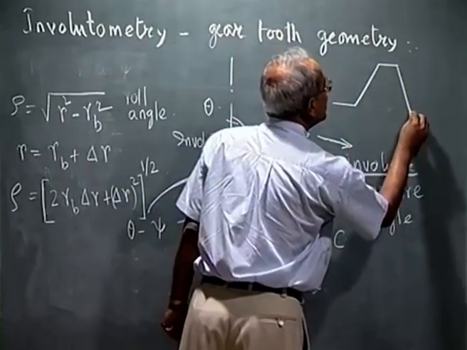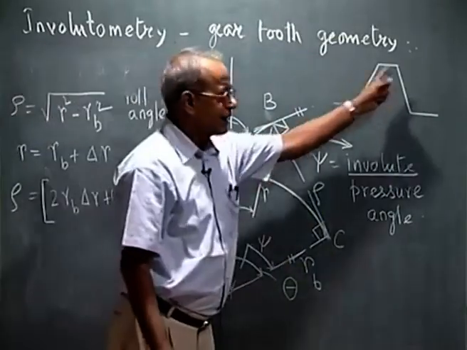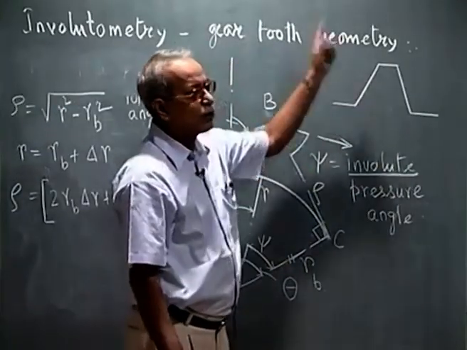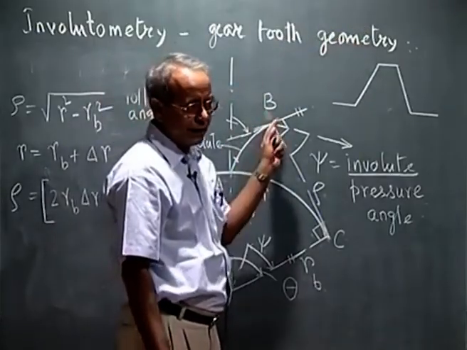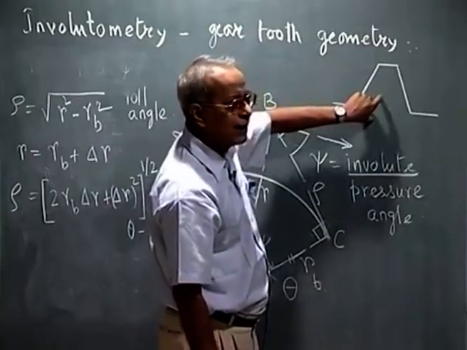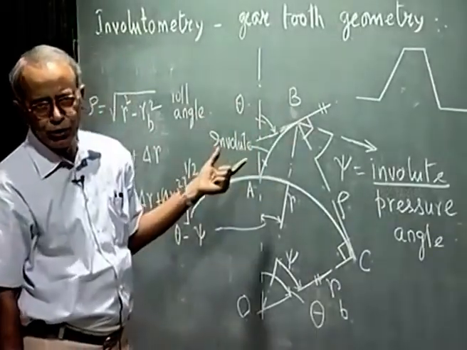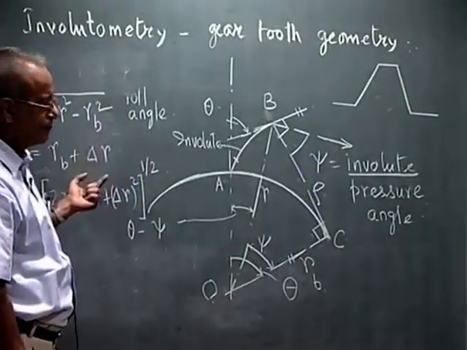So, the tooth profile of an involute rack is a straight line, and which can maintain conjugate action with an involute gear or involute pinion, and that gives the advantage that I can use such a rack cutter to generate the involute tooth profile on a circular gear blank.